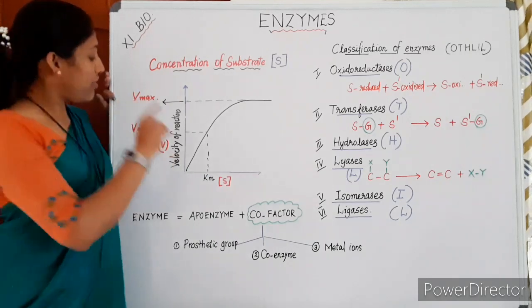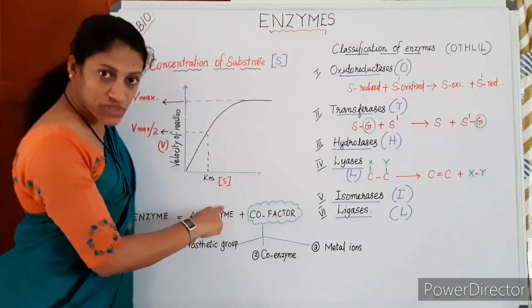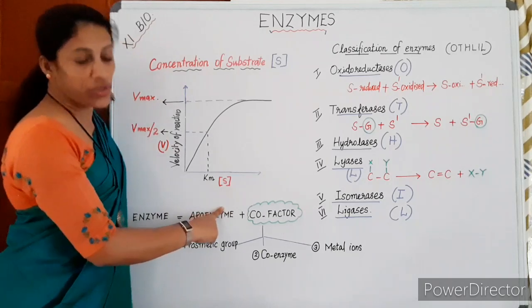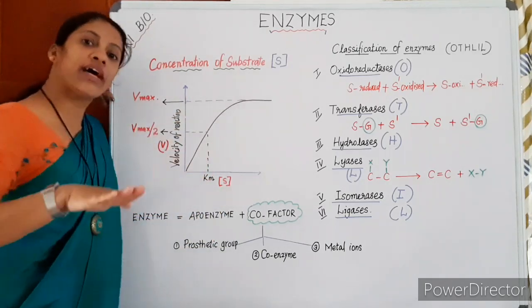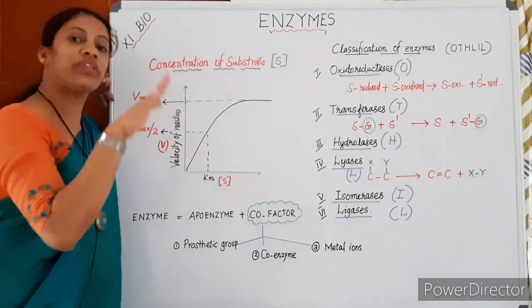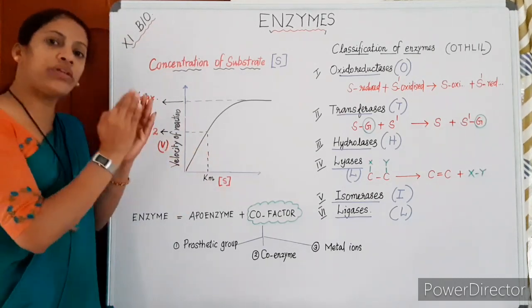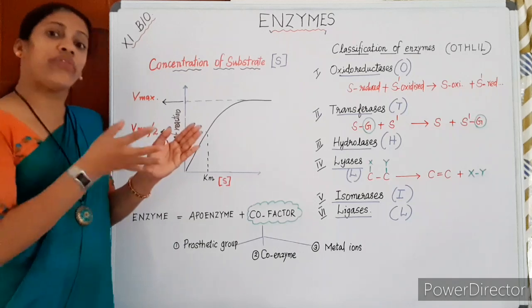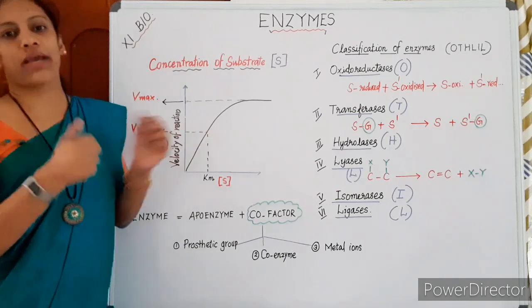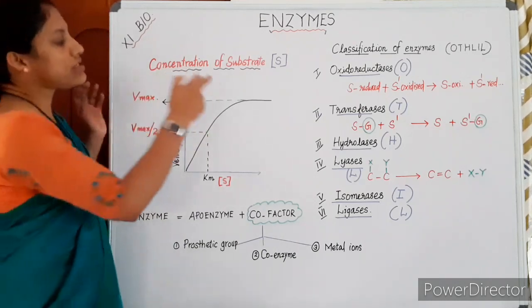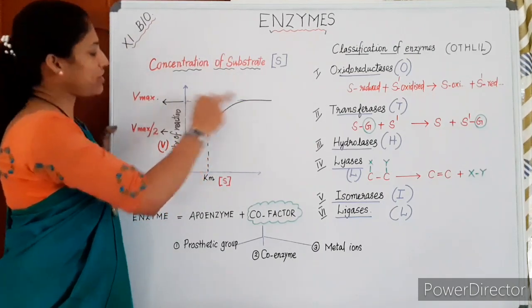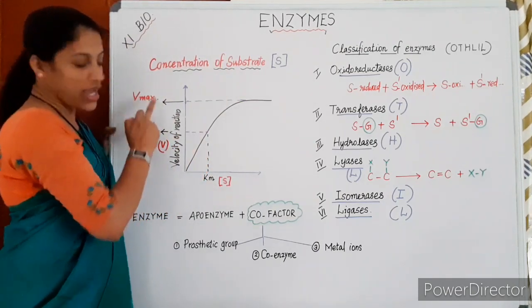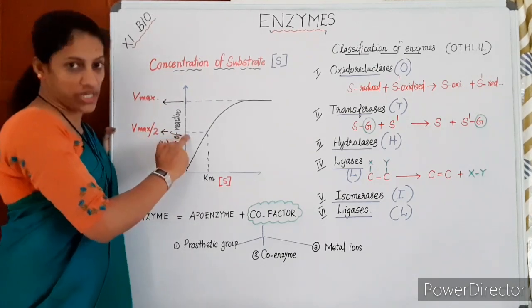So understand, when we discuss the concentration of substrate as a factor, up to a point all enzymes are saturated with the substrate. All enzymes are bound to the substrate. Then if we again add substrate, there are no enzymes to bind it. So this is that point. That time is the highest velocity, the highest rate of reaction. We call it Vmax. And Vmax by 2 is the half rate.